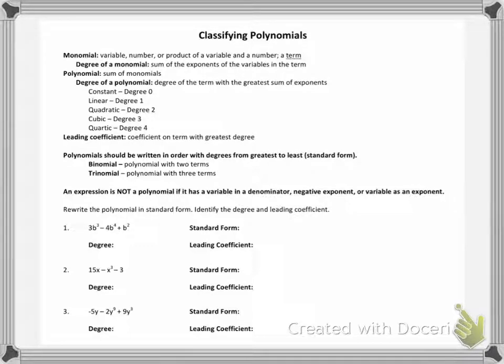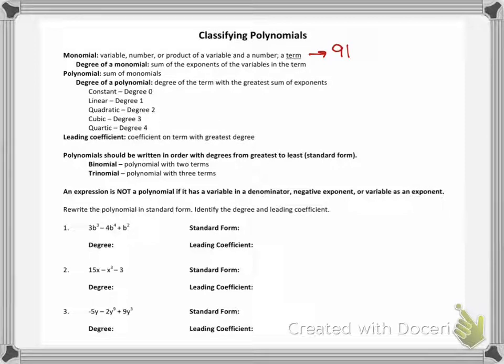So, let's talk about what a polynomial is. And to understand what a polynomial is, you need to know what a monomial is. A monomial is a variable, a number, or a product of a variable and a number. So, a couple of examples here. The number 91, that's a monomial.